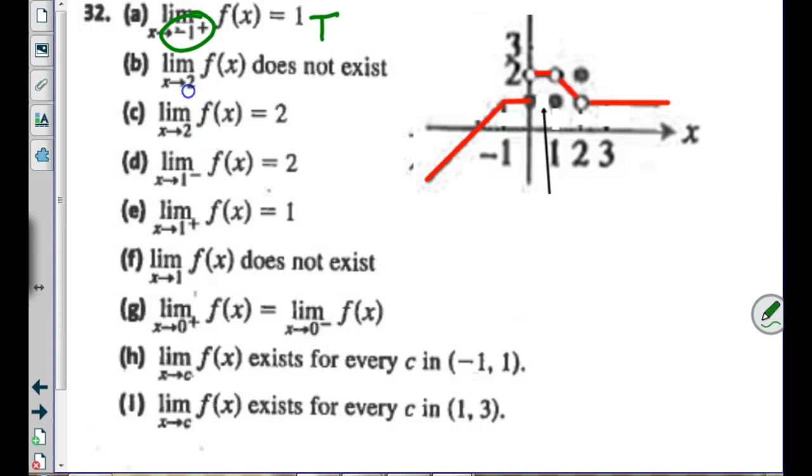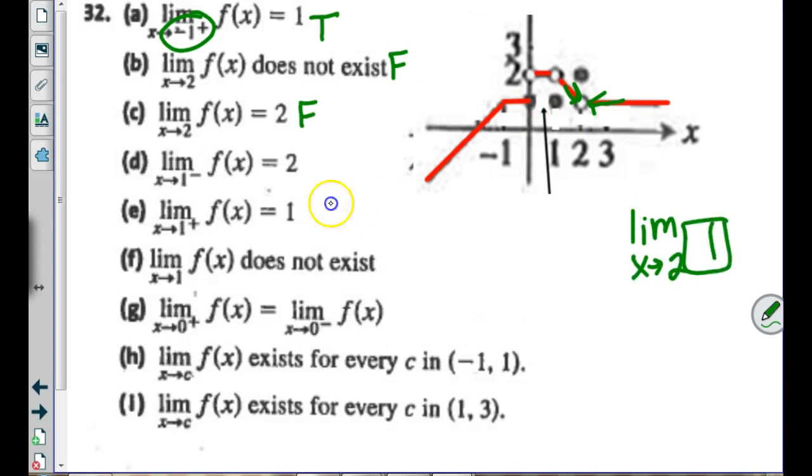Limit at 2 does not exist. Here's 2. Does it have a limit at 2? Both sides from 2 are approaching 1. So does not exist is false. The limit at 2 is false. Okay, the limit at 2 would be what? Be 1. All right. Now I got to erase again.